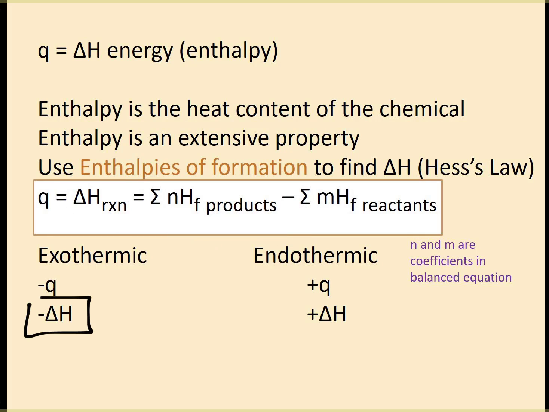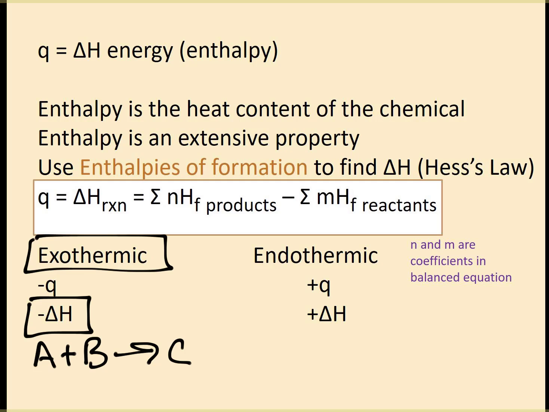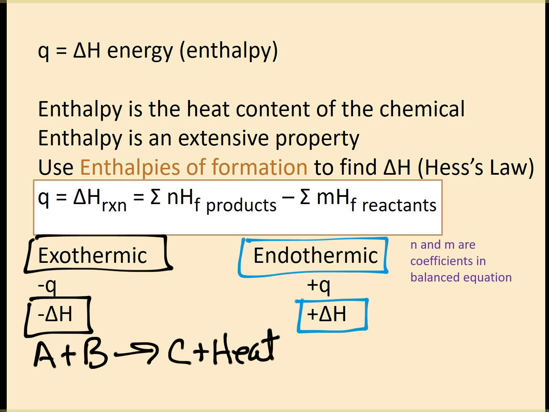If you have a negative delta H, that means you have an exothermic reaction. So if you had a sample equation, that means heat would be a product. You would have your reactant go to your product, and you would have heat as one of the products. And then just the opposite for an endothermic reaction. If you have a positive delta H, that means it's endothermic. So heat would be a reactant, and so you would find that heat on the left-hand side.